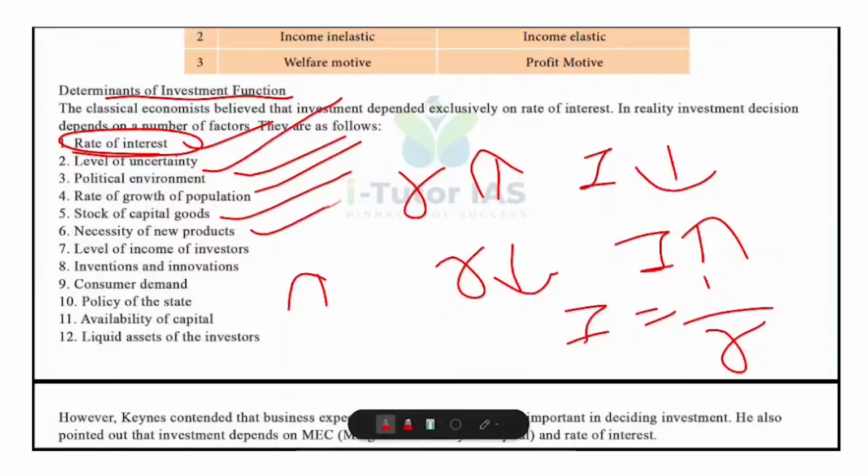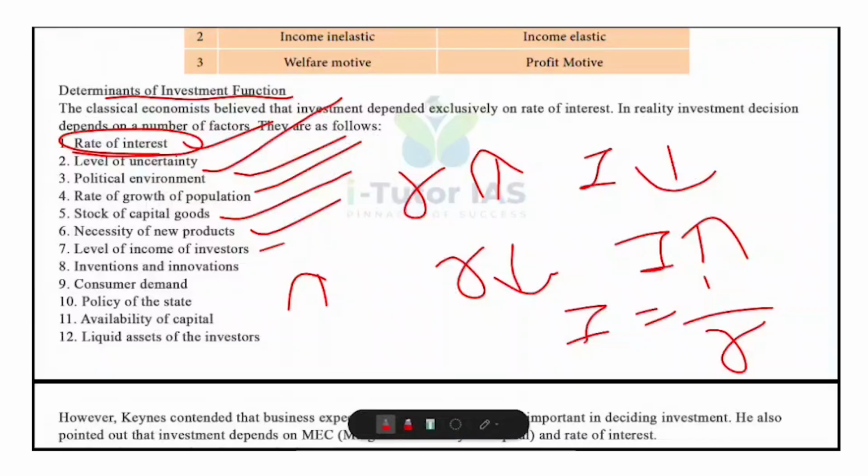Then, necessity of new products. How is it a determinant of investment? When consumers demand new and better products, firms invest more in research and development and production to satisfy that demand. For example, investment in electric vehicles or AI-based products. It is a necessity of new products.